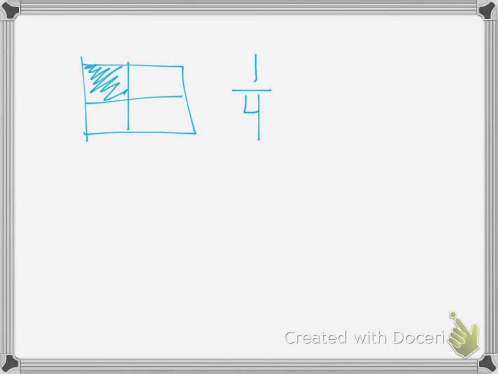Now, if we look at something that's already shaded in, and we have one section shaded in, and I want to know how much of this is shaded in. Well, there's 4 parts of this whole square, and one of them is shaded. So 1 of the 4, or 1/4, is shaded. If I asked you how much was not shaded, you would say 3/4, because 3 of the 4 boxes are not shaded.